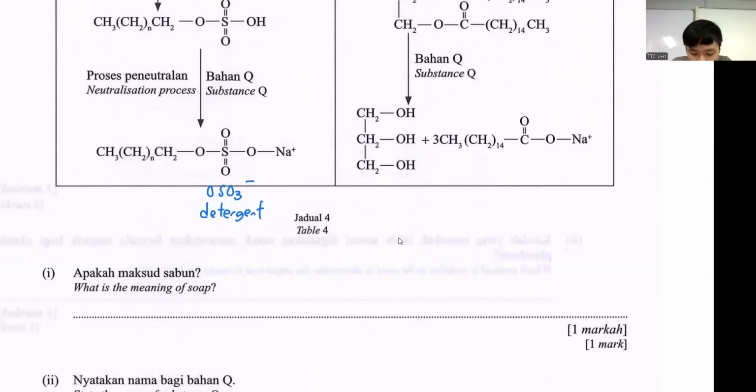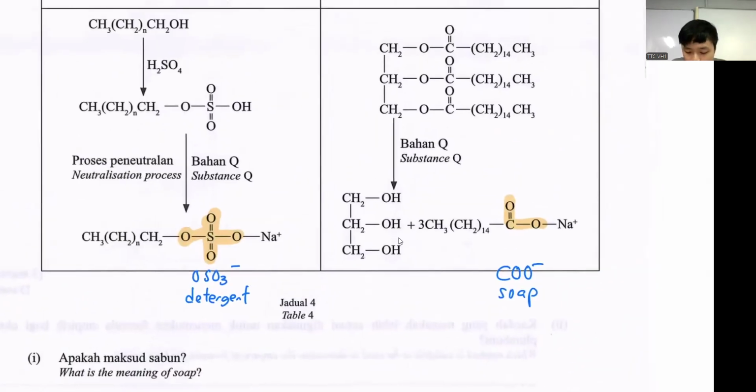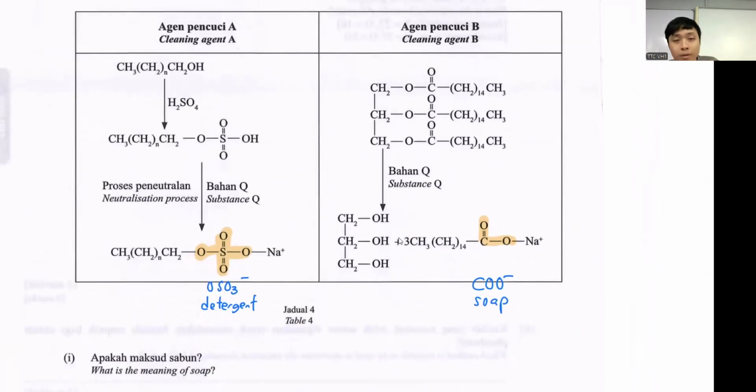If you see OSO3, it is detergent. If you see COO, then it is soap. To produce soap, what do you have to add? In this case, you have to add sodium hydroxide.